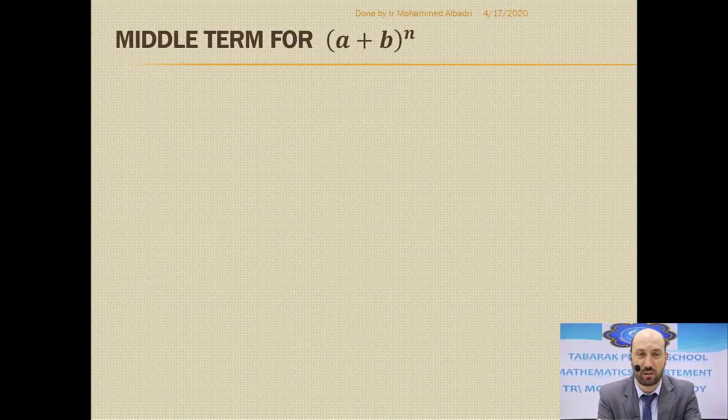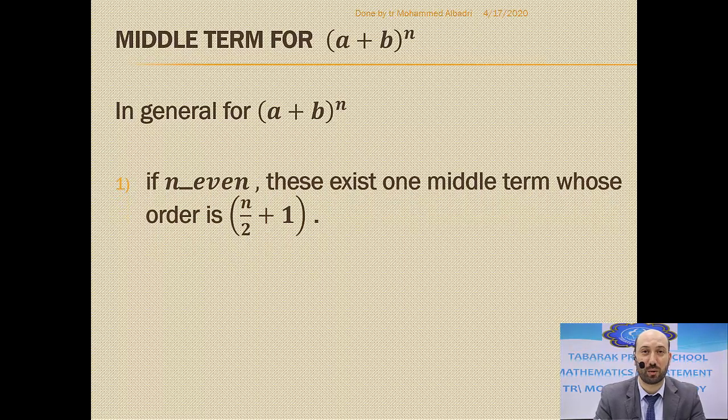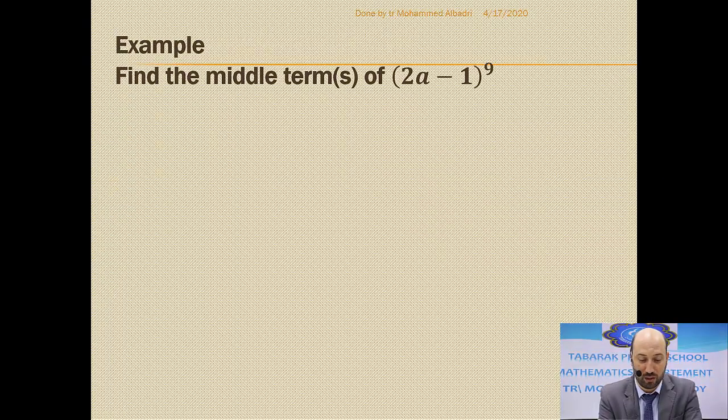For the second one, how could we find the middle term in the expansion of (a plus b) power n? In general, for the binomial expansion (a plus b) raised to the power of n, we have two cases. If n is even, then the number of terms of the expansion will be odd, so we have only one middle term, and its order is n over 2 plus 1. But if n is odd, there exist two middle terms, because we will have an even number of terms in the expansion, so the orders are (n plus 1) over 2 and (n plus 3) over 2. To know how we do it, here we have an example.